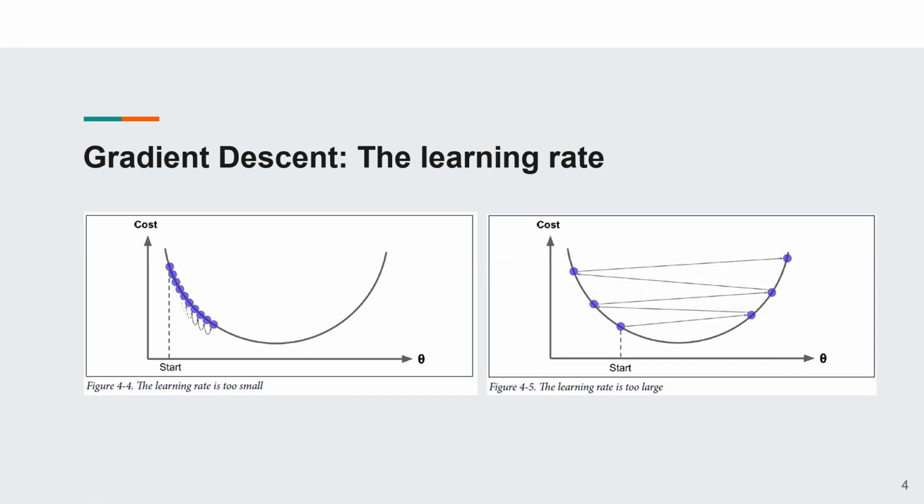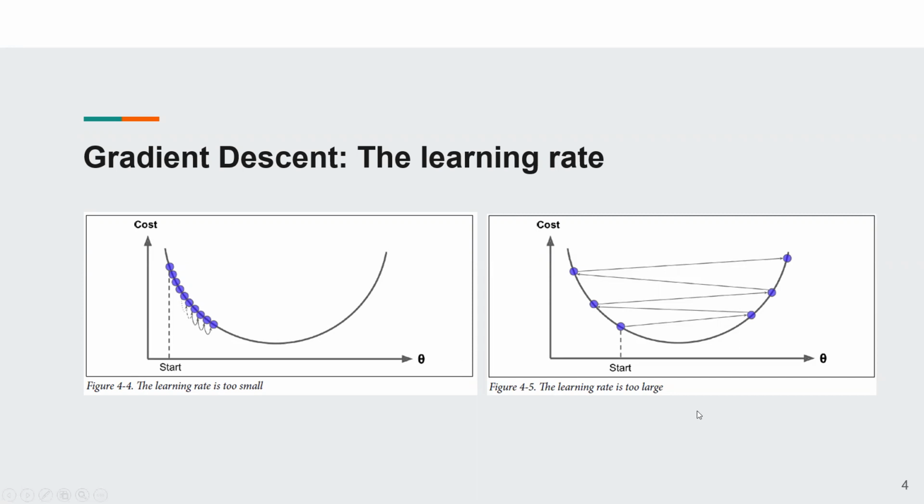So the learning rate is important. If the learning rate is too small, as you can see on the left chart, you continue to move in small step sizes, continue to update your theta, but it takes forever to find the theta estimate that would minimize that cost function.